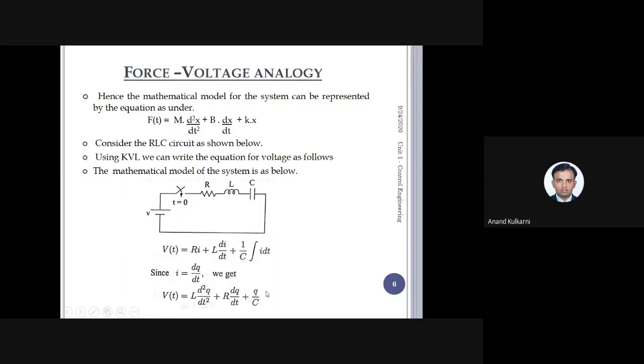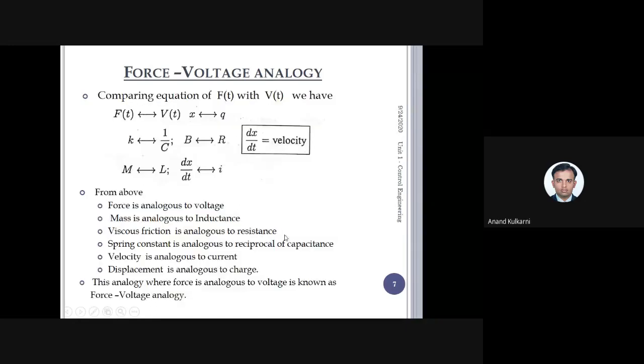Now this equation and this equation are of similar form. So f of t and v of t are of similar form. Then we can say that force is analogous to voltage, mass is analogous to the inductance, damper is analogous to the resistance, and spring constant is analogous to 1 by capacitance. It is not capacitance, it is 1 by capacitance because it is in the denominator. And Q, or the displacement, is analogous with the charge. So that is written here.